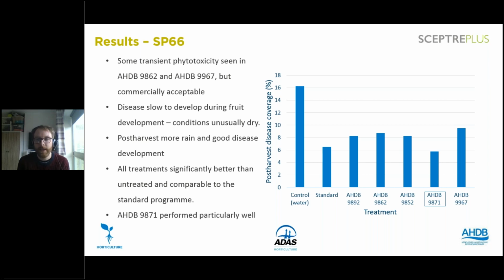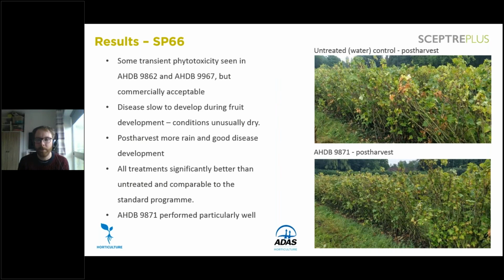And you can see here, if it's clear enough on your screens, sorry, it would be easier on a big projector, the differences in symptoms and green leaf area in the untreated water control post-harvest and the biologically treated AHDB 9871 plots on the bottom. And hopefully you can see a clear difference in the amount of symptoms and leaf area.